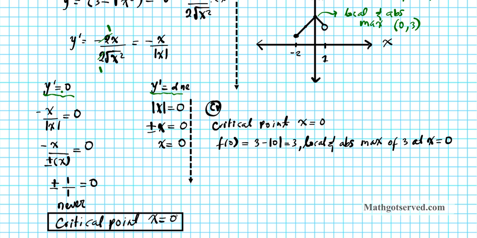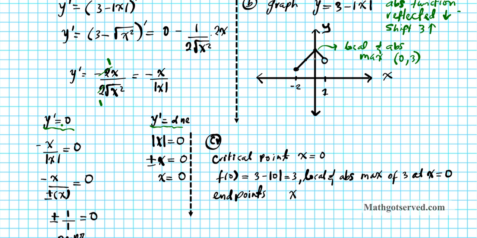Okay, now we're going to take a look at the endpoints. Remember, you always have to look at the endpoints, included endpoints in the specified domain to determine your extrema, okay? So which x are we looking at here? Now you have to be careful because in this graph, there is only one endpoint that's included in the domain. So the only endpoint included is -2, so we're going to be looking at x equals -2.